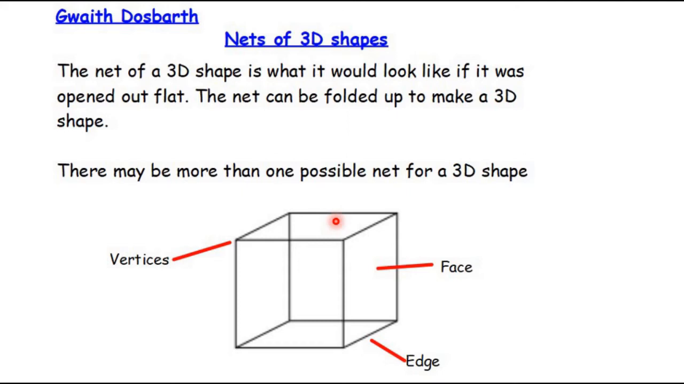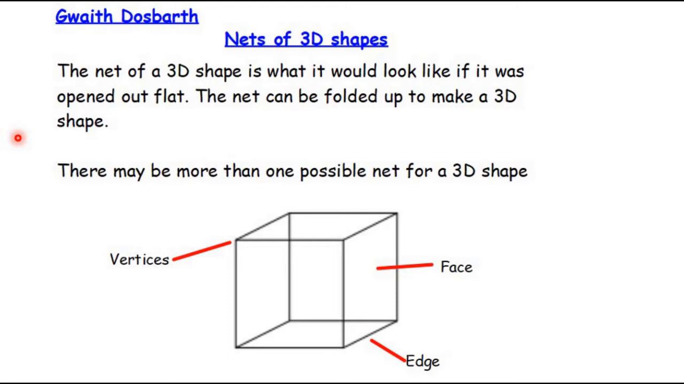In today's lesson we will be looking at the nets of 3D shapes. The net of a 3D shape is what it would look like if it was opened out flat. The net can be folded up to make a 3D shape. There may also be more than one possible net for a 3D shape. For instance, with a cube there are quite a few different nets.